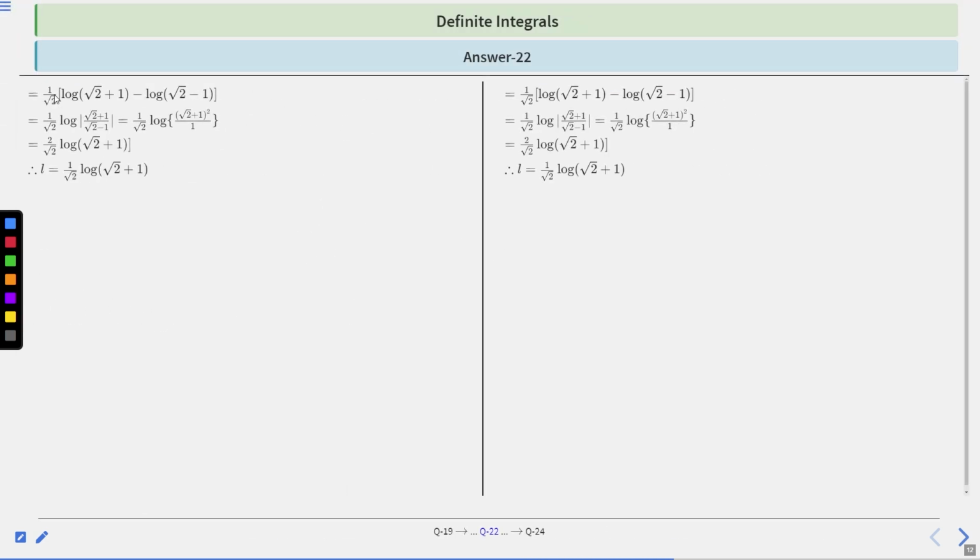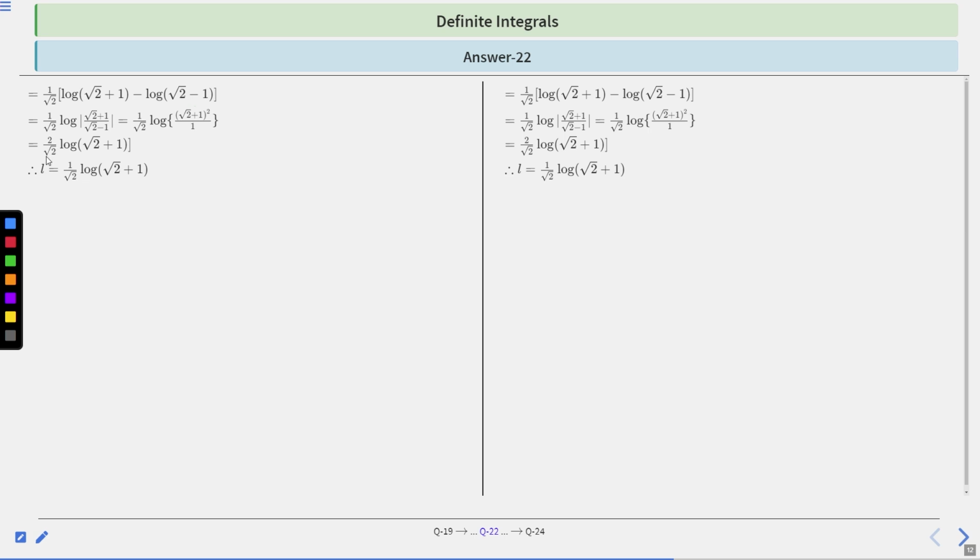And after solving, you will get 1 by root 2 into log (root 2 plus 1) minus log (root 2 minus 1), and 1 by root 2 log |(root 2 plus 1) upon (root 2 minus 1)|, which is equal to 1 by root 2 log (root 2 plus 1) whole square upon 2. Now you can put this 2 on the front side of the log by using logarithmic properties, which is equal to 2 by root 2 log (root 2 plus 1).